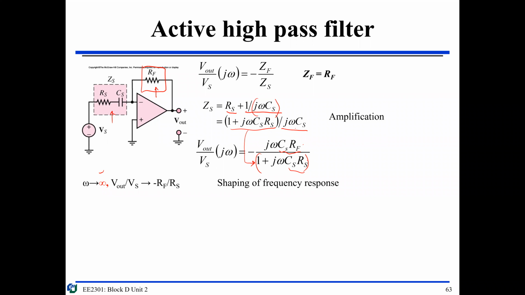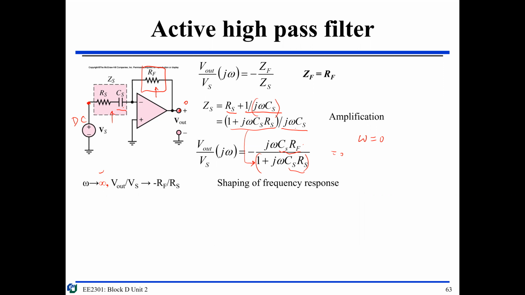As you can imagine, if my omega is 0, meaning this is a DC supply, a DC voltage, then this is 0. In other words, whatever this voltage is, you get 0 here. So it is not allowing the DC to pass, because this is like a broken circuit. The circuit is broken.